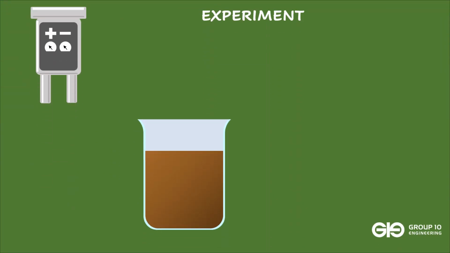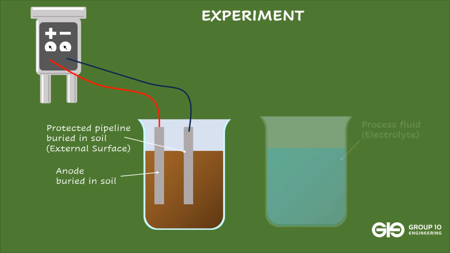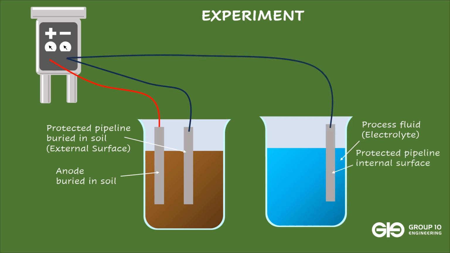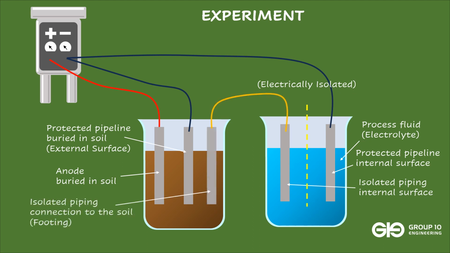To prove this, an experiment was conducted in the lab. The buried anode and exterior of the protected pipeline are represented by two electrodes in a saltwater solution representing the soil. The internal surface of the pipe is in contact with the process fluid, which is in a separate beaker. The protected pipeline and isolated piping share contact with the process fluid across the insulation kit. Finally, the footing is in contact with the soil and electrically connected to the isolated above-ground piping.